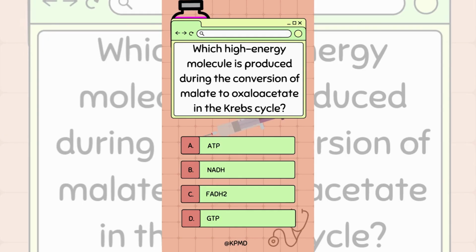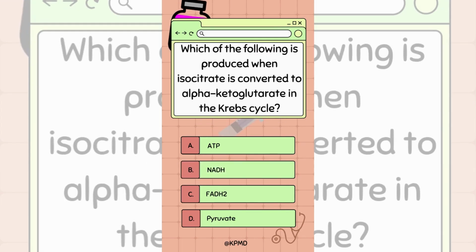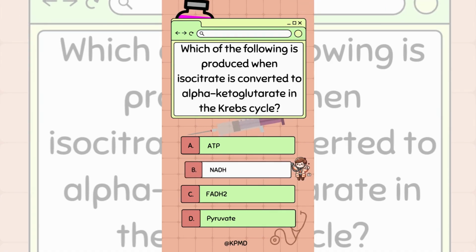Which high-energy molecule is produced during the conversion of malate to oxaloacetate in the Krebs cycle? Correct answer is B. NADH. Which of the following is produced when isocitrate is converted to alpha-ketoglutarate in the Krebs cycle? And the answer is B. NADH.